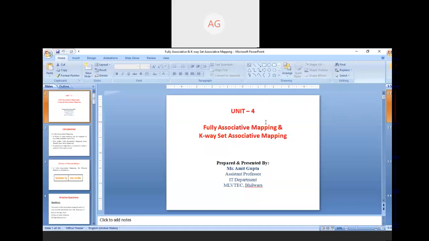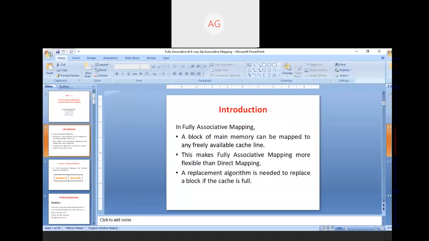Now our next topic is fully associative mapping and K-way set associative mapping. First we are going to discuss fully associative mapping. Here we discuss this briefly because we are going to solve numericals based on fully associative mapping. We already covered this topic from the theory point of view in our previous classes.